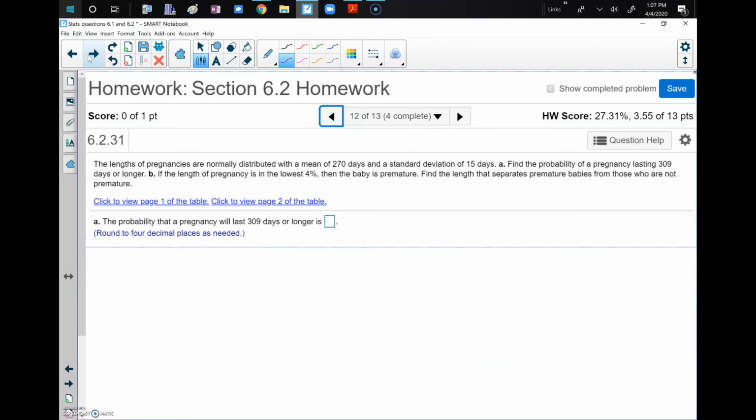And problem 12 from the homework. We have the length of pregnancies have a mean of 270 days and a standard deviation of 15 days. And we want to find the probability that pregnancy lasts 109 days or longer. So this again is going to be very similar to problem 11 that we just saw. They're giving us a high value that's considered when something's exceptional, and we need to figure out the percentage, and then if they change that threshold for part B, what that new data value would be. So it's very, very similar to what we saw in the last problem.